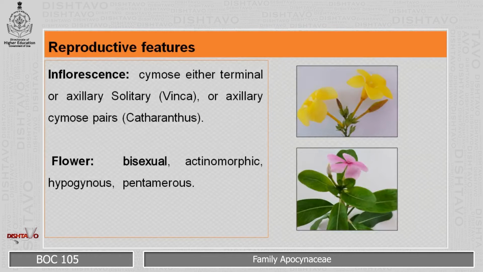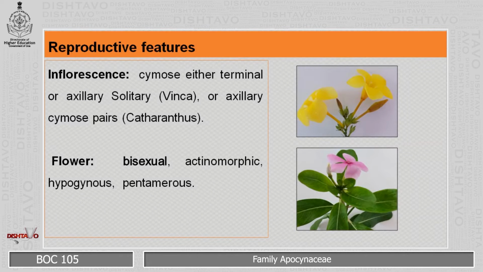The flower is bisexual. What do we mean by bisexual? Bisexual means both the sex organs are present in the same flower, the androecium and gynoecium. Then it is actinomorphic and not zygomorphic. What is actinomorphic? Actinomorphic is a flower where you will find floral symmetry. When you cut the flower, you will get more than 2 cuts. You find the flower arrangement will be similar. Whichever side you cut, you will find the same parts of the flower will be obtained.